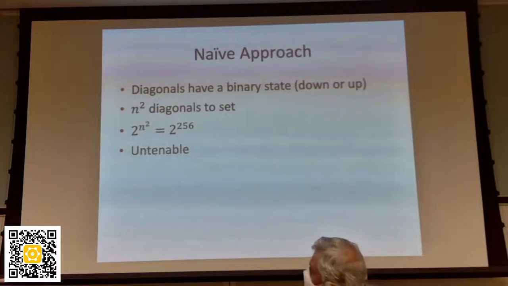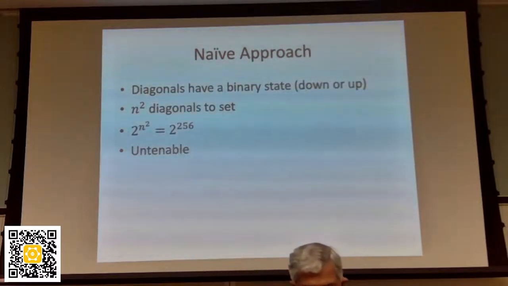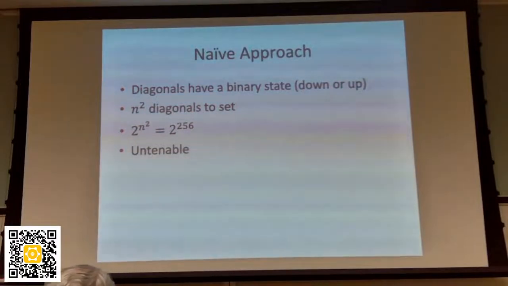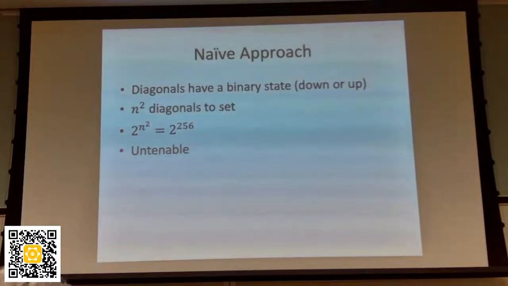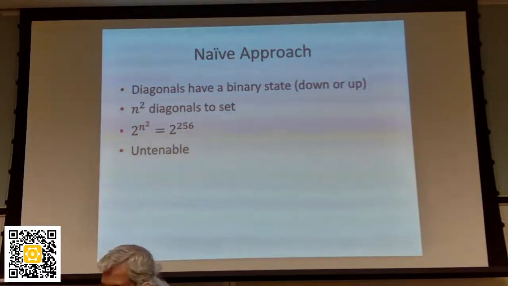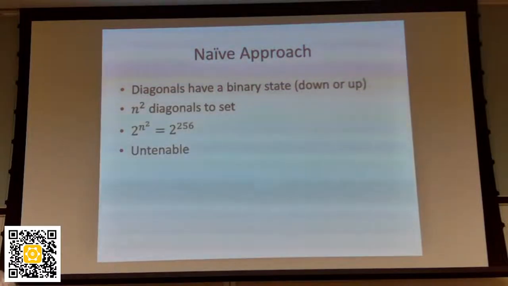Sorry, where does the 256 come from? That's n is 8, so there are n squared. You just said there are n squared diagonals. 8 squared is 64. You're right, so it's not 256. Sorry, I don't know what I was thinking. So it's 2 to the 64. 2 to the 64 is bad enough. It's bad news. You don't want to be anywhere near that anyways, right?